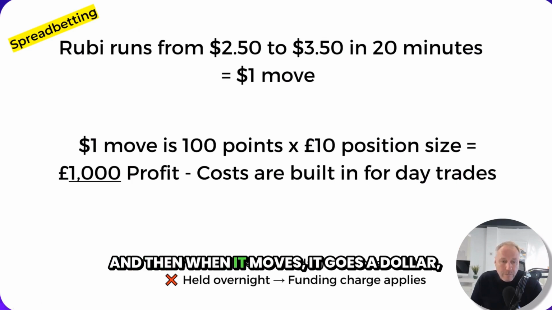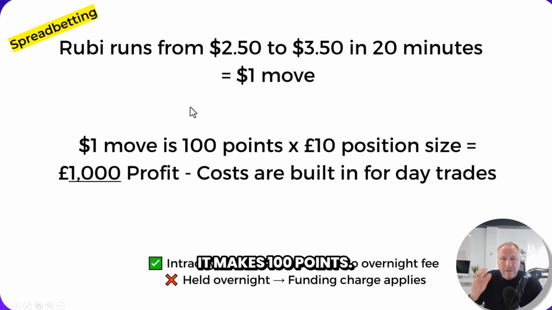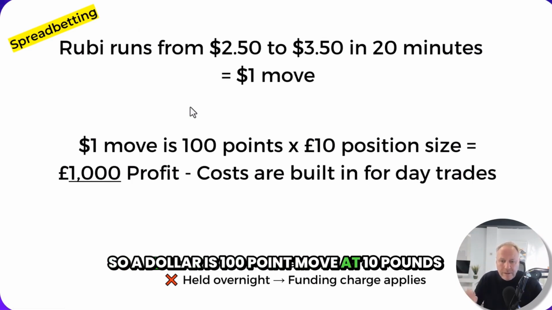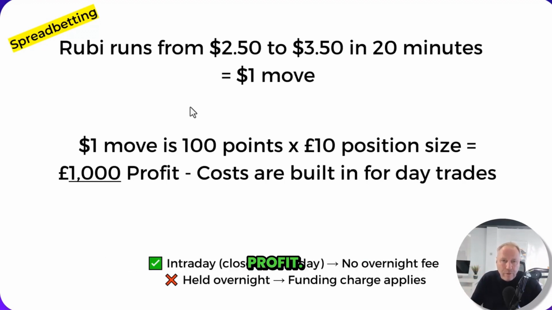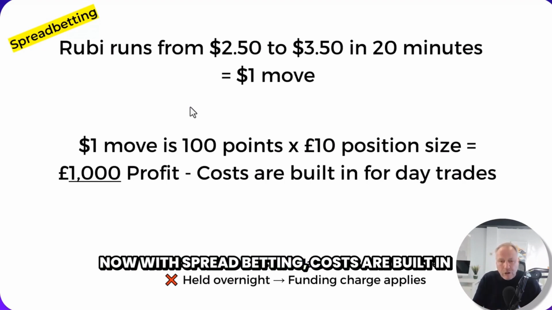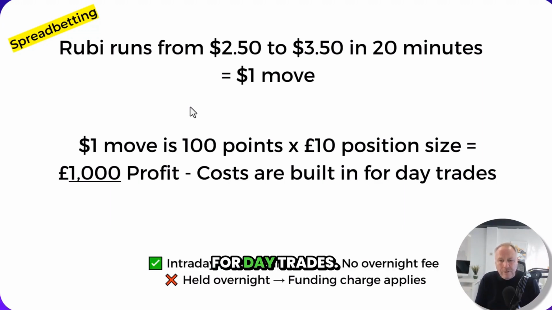And then when it moves, it goes a dollar, it makes 100 points. So a dollar is a 100-point move at £10 a point. Your position size, you made £1,000 profit on that trade. Now with spread betting, costs are built in for day trades. They charge you the spread.